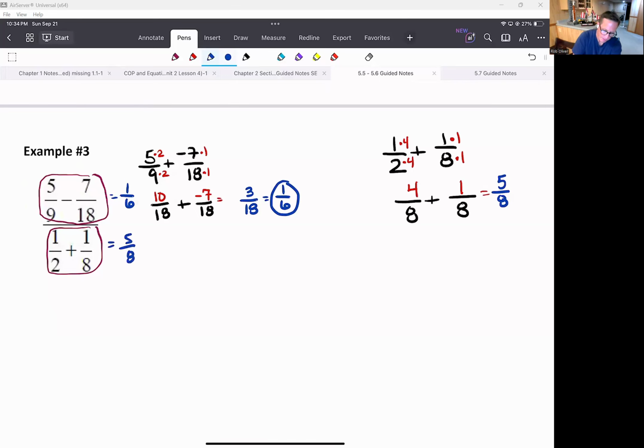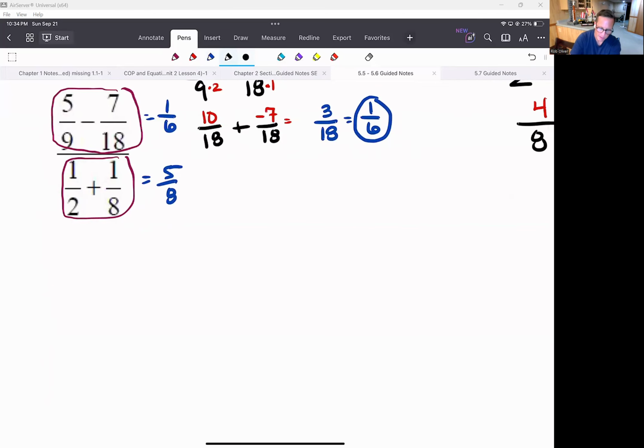All right, so we haven't done everything yet. Seems like we've done a lot, but so far we've got 1/6 over 5/8, which is a complex fraction still. We haven't changed it out of it. So we've got to do 1/6 divided by 5/8.